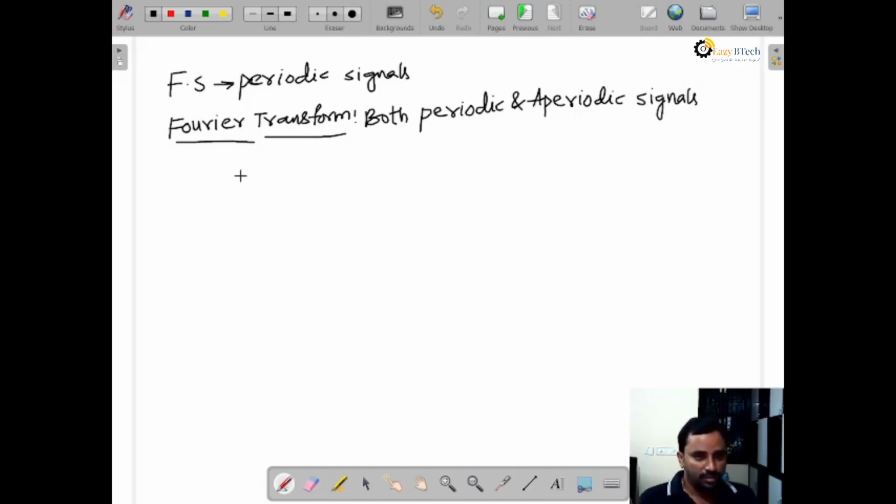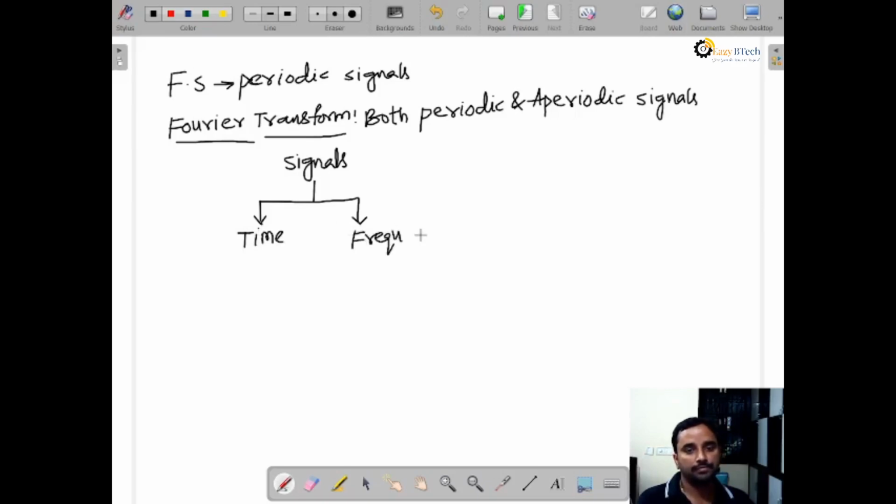Another point is, signals can be represented in two domains. One is the time domain, with small t. Another is the frequency domain, with omega.